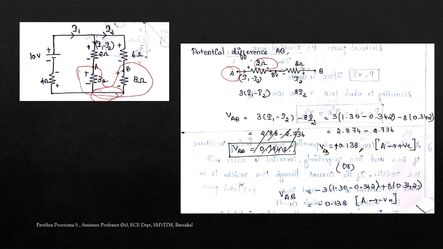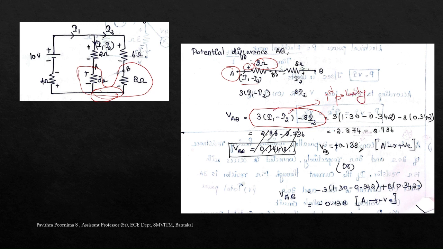Writing the equation, either we can consider the first polarity or the second polarity, the answer comes the same. If you consider the first polarity, then plus 3 times the current through it, which is I1 minus I2, and minus 8 into I2. This is by considering the first polarity.